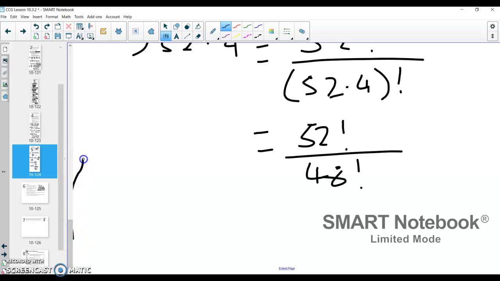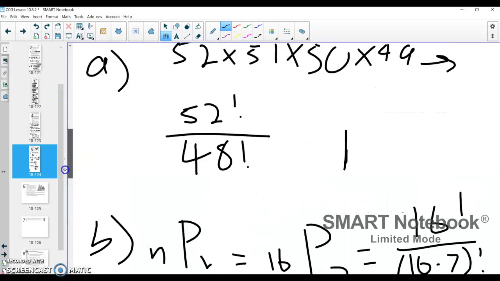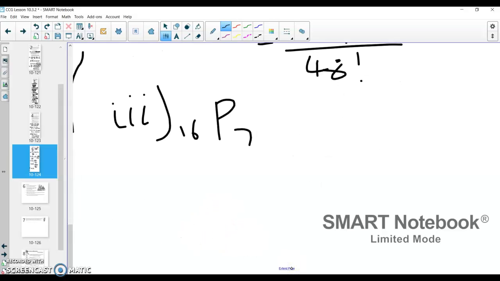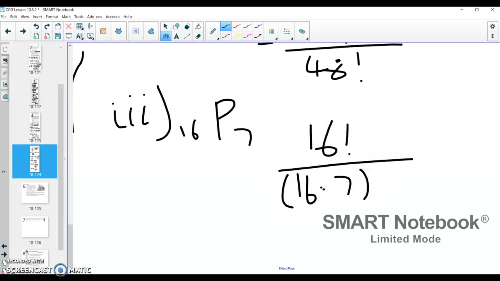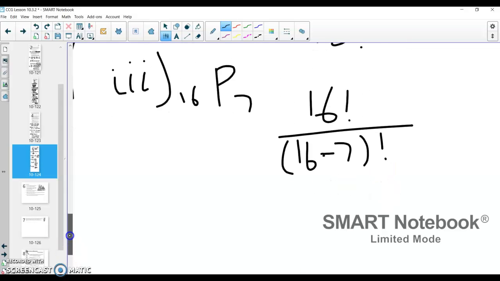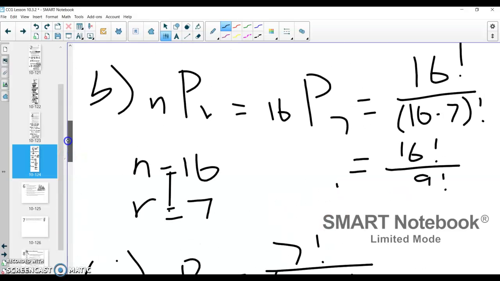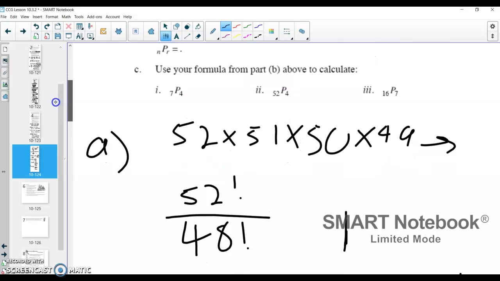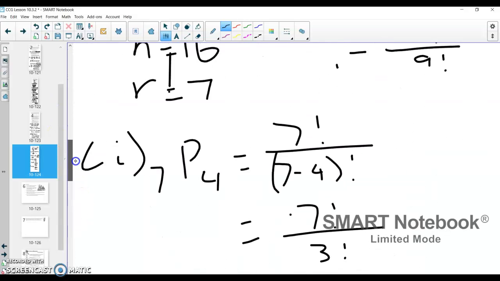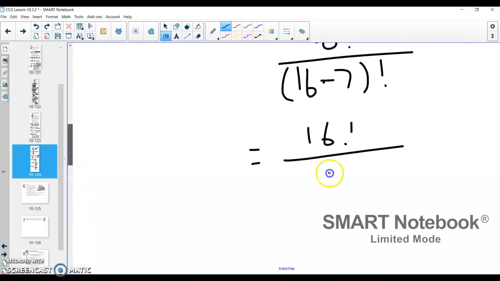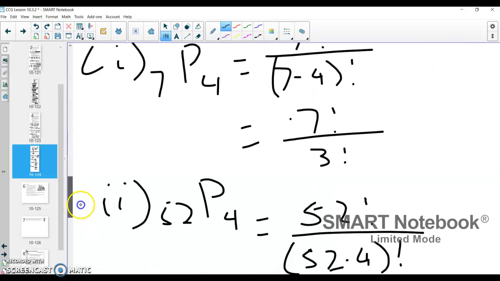And then the last one, following the same order we've seen in the first two, you have 16P7. So 16 permuted over 7 decisions, and you would get 16 factorial over (16 minus 7) factorial, which gives you an answer of 16 factorial over 9 factorial. Did I do this one already? I did 16 over 9 right there. Okay, so 16 factorial over 9 factorial is your final answer on that one.